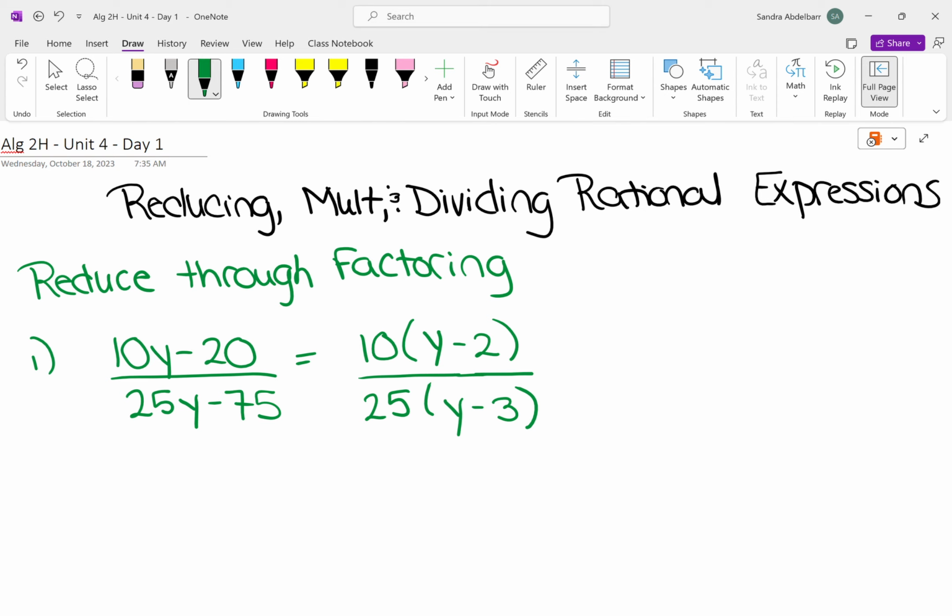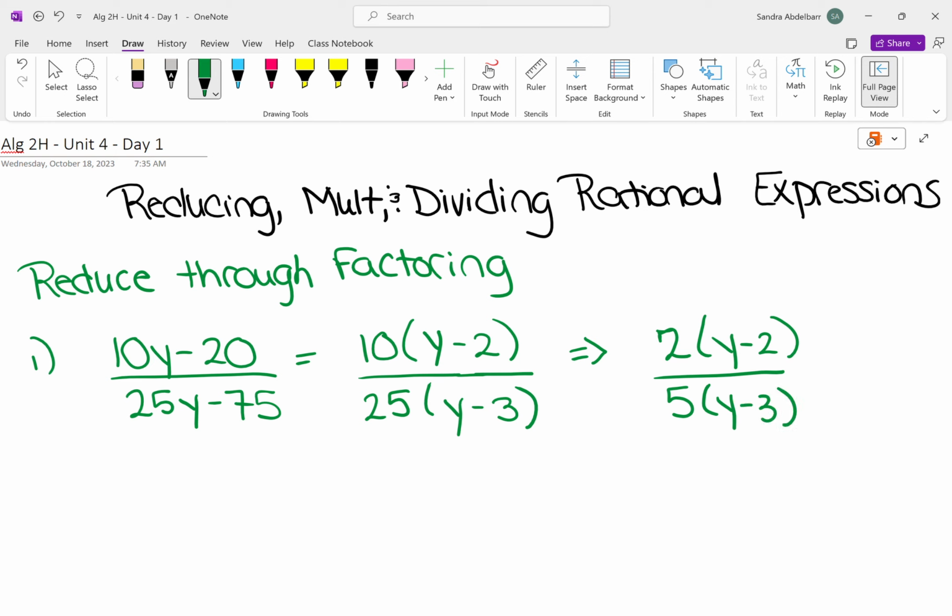So this is y minus 2, y minus 3. Okay, on the 10 and the 25, because there's no plus or minus, right? There's no plus or minus between the 10 and the parentheses. There's no plus or minus between the 25 and the parentheses. It's just multiplication. Can I simplify the 10 and 25? Yeah, I can divide by 5. So then we are left with 2 times the quantity of y minus 2 over 5 times the quantity of y minus 3.